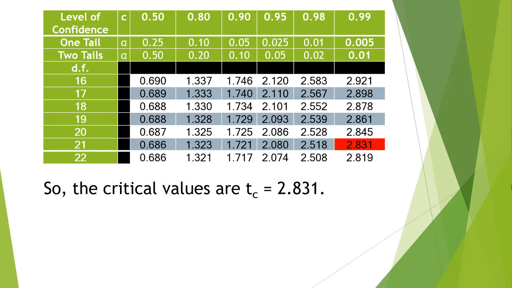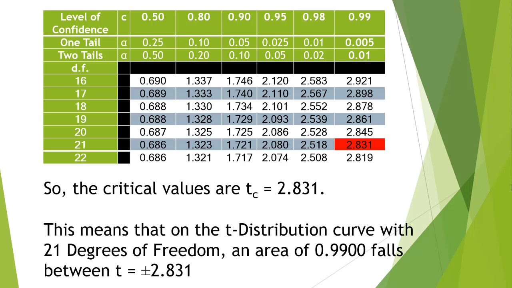So remember when we were doing the standard normal distribution and we would find a z-score, sometimes we were interested in the area in the middle. And so we would use plus or minus of that z-score. We're going to do the same kind of thing here. The 0.99 is the area in the middle. So 0.99 on this particular t-distribution curve would be trapped between negative 2.831 and positive 2.831. The t-distribution curve with 21 degrees of freedom has an area of 0.9900 between t equals plus and minus 2.831.